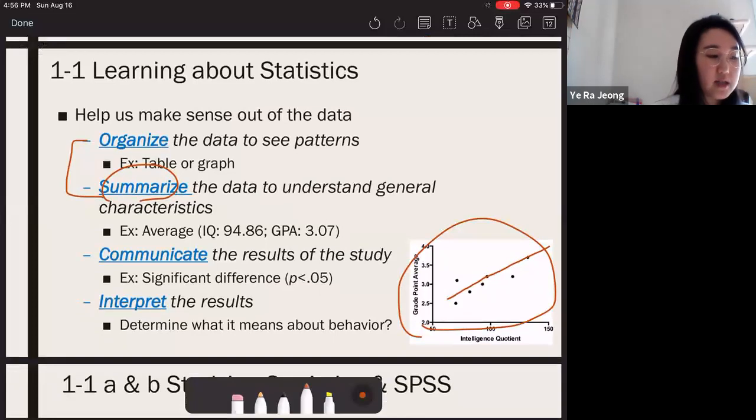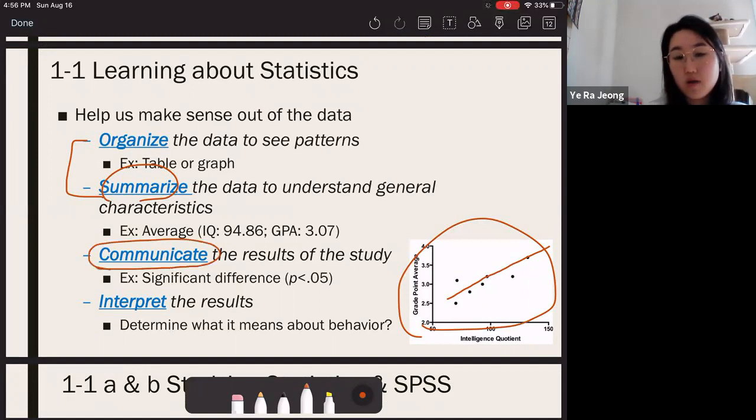And once you have organized and summarized the data, you can also use statistics to communicate the results of the study. So what is the implication of this study? What did you find out? Statistics gives us a standardized, uniform way to communicate scientific findings across different fields, across different countries, and so on. And statistics also helps us interpret the results. Okay, so what we found here in a statistical way is this. So what does that imply about actual human behaviors?